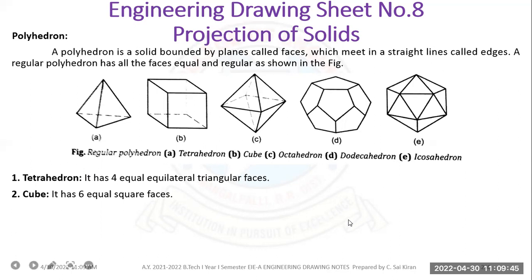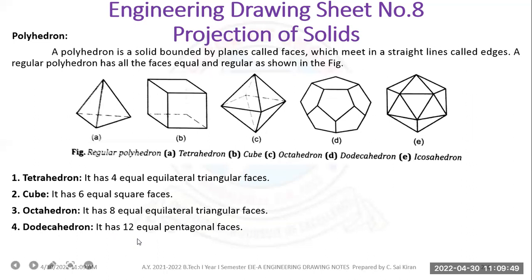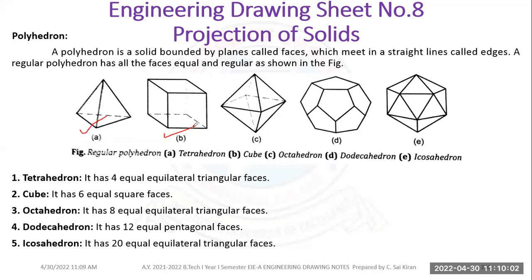Similarly, if you join 8 equilateral triangular faces, 12 equal pentagonal faces, or 20 equal equilateral triangular faces, you will get these types of shapes. In the exam they will be asking only about the tetrahedron and cube. They won't go beyond the tetrahedron and cube.